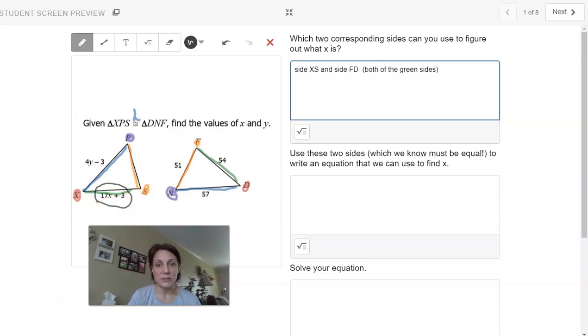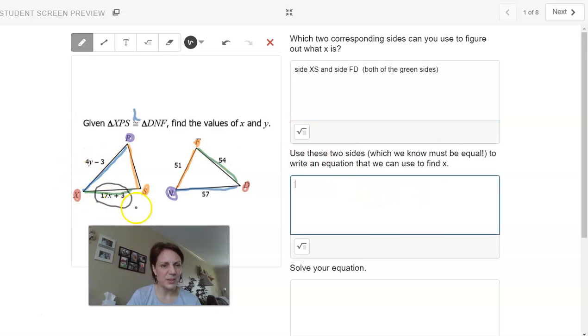So here's the next question. It says, use these two sides, which we know must be equal, right? The congruency statement told me they're equal. So I know I can take my two green sides and be sure they are equal, and it wants us to write an equation. Well, look, the equation's sitting here waiting for us. I need this green side to equal this green side. So I'm going to use my equation editor because you know I love it.